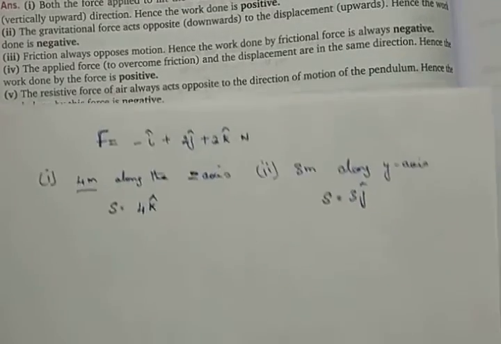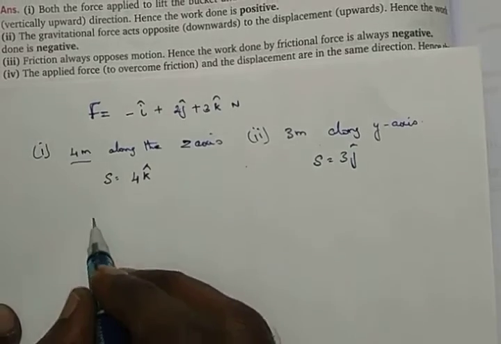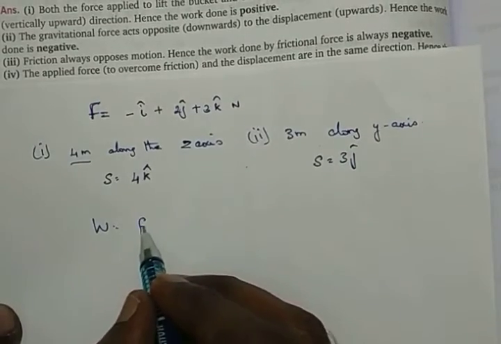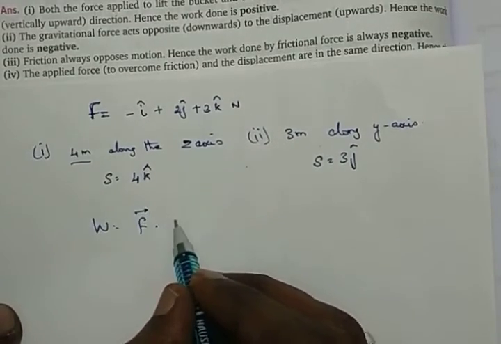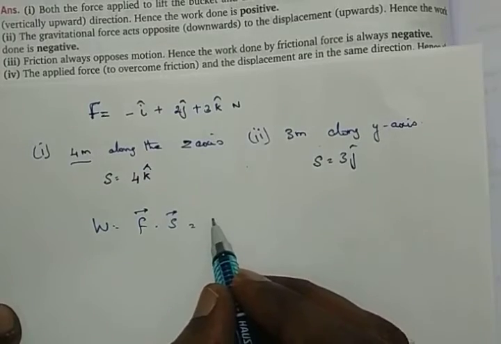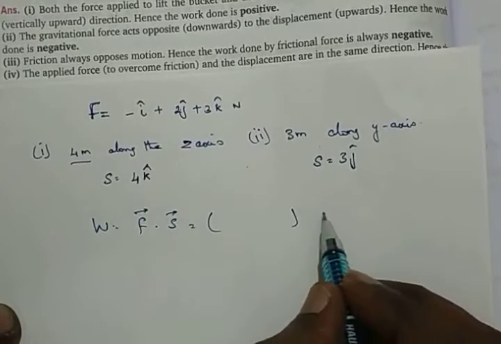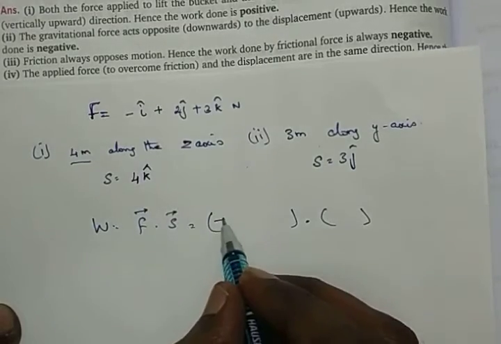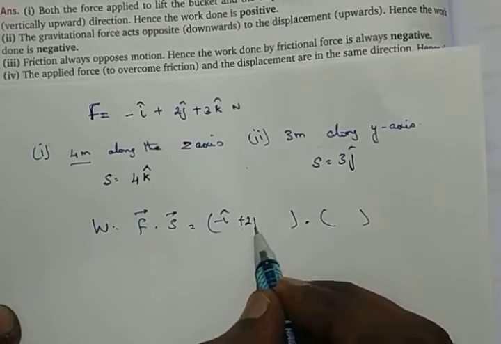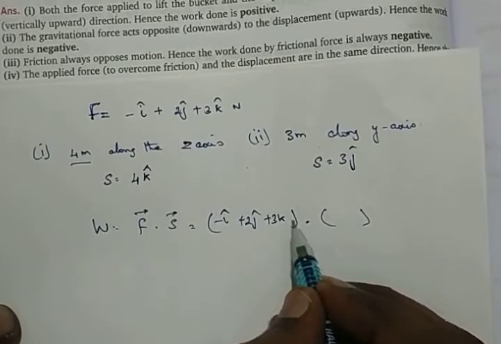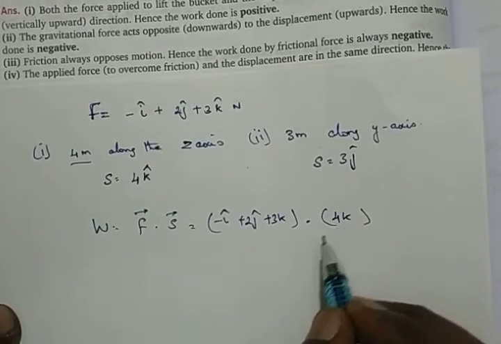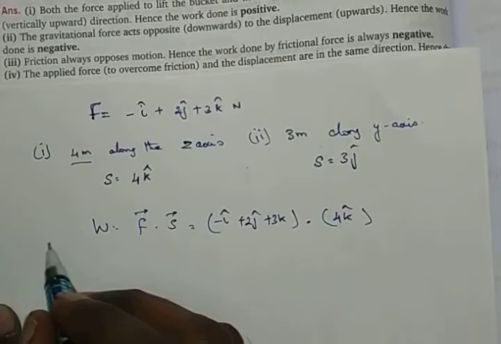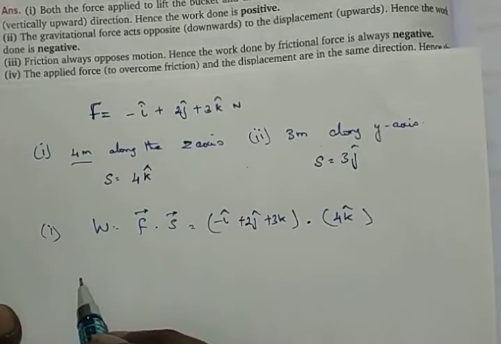Quite simple. What is the work done? Work done is going to be equal to force into distance. So force you have to put here, dot product of distance you need to put here. Force is going to be equal to minus i cap plus 2 j cap plus 3 k cap, and this is 4 k cap. So this is the first part of the question.